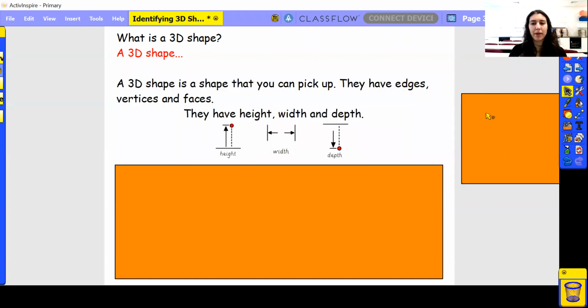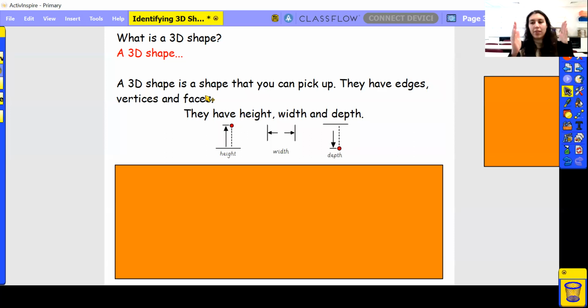So a 3D shape is a shape that you can pick up. And 3D shapes have edges, vertices, and faces. So you can pick them up because they have got height, they've got width, and they've got depth as well. And I've got some here as an example, so you can physically pick it up and look at all the different sides of it. Now, they've got faces. Now, a face is this part here. It's got edges and it's got vertices.